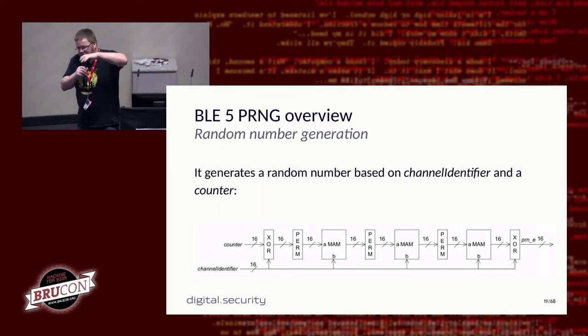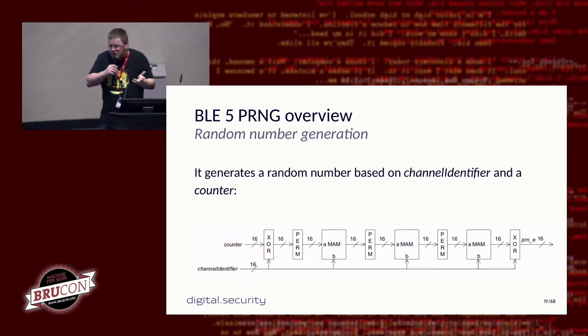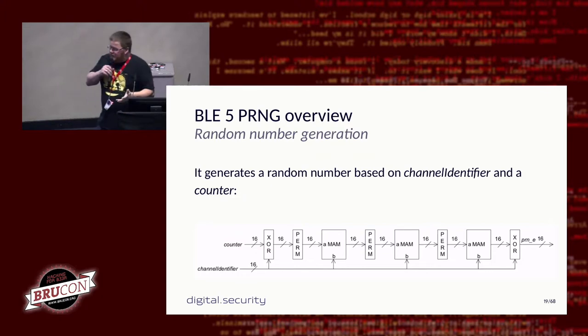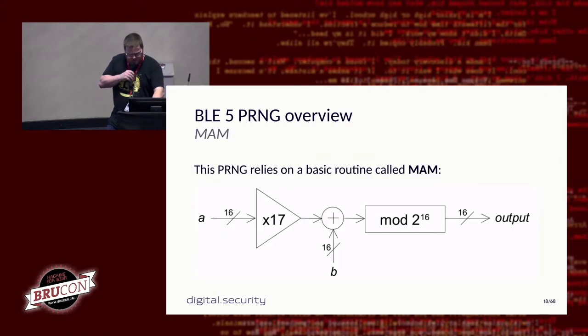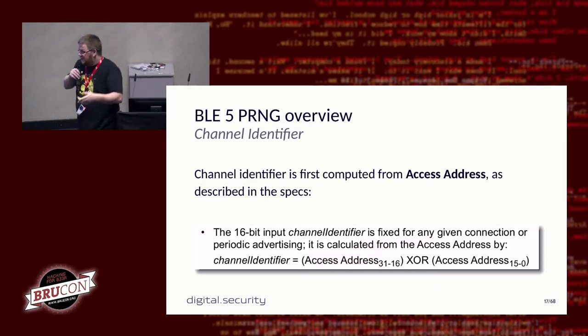But of course, they don't use it only once. The process is a bit more complex. You get an input on the left, a counter, which is basically the number of channels you have jumped at a given time. The channel identifier, which is the access address, XOR, I didn't specify. To be more specific, the value of the channel identifier is just bit 0 to 15 XOR bit 16 to 31. So this is very easy to compute.